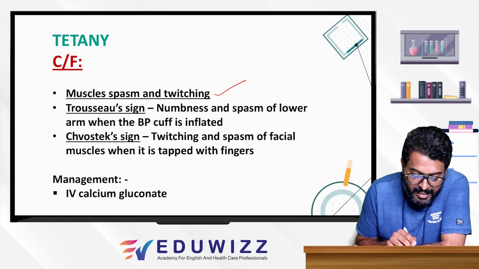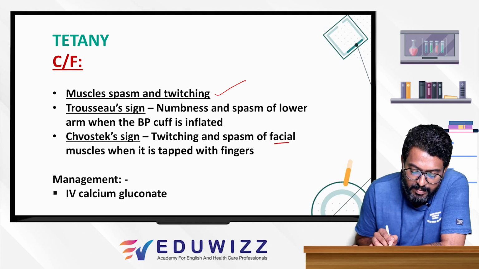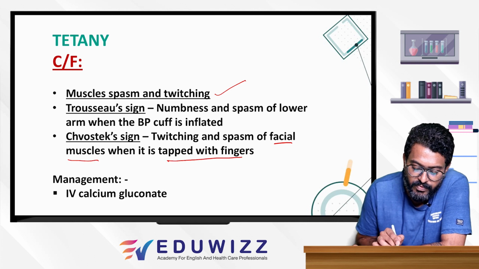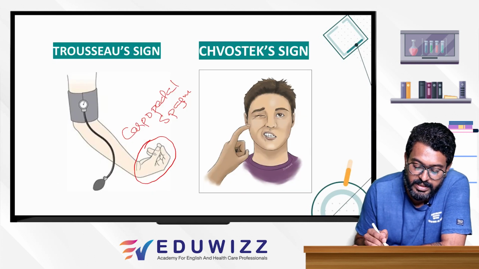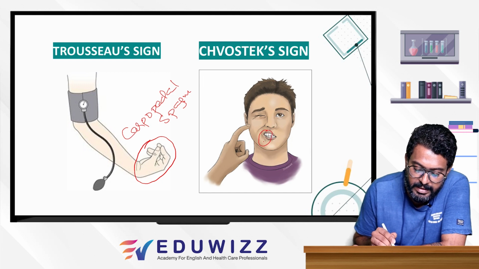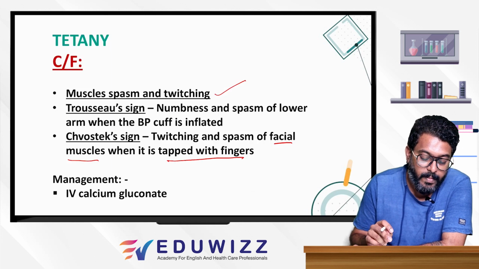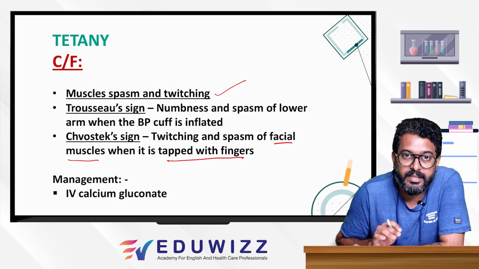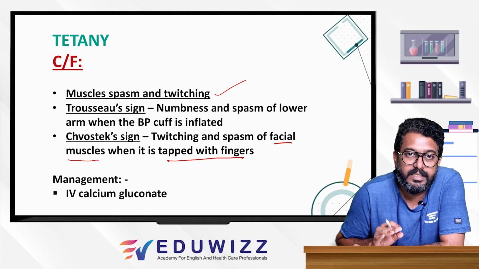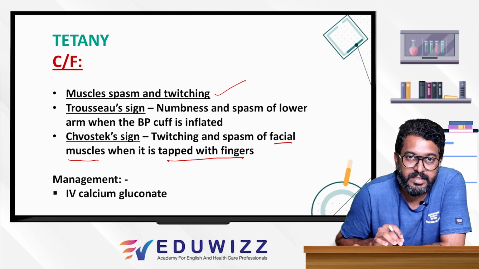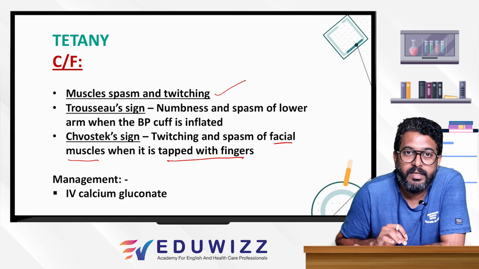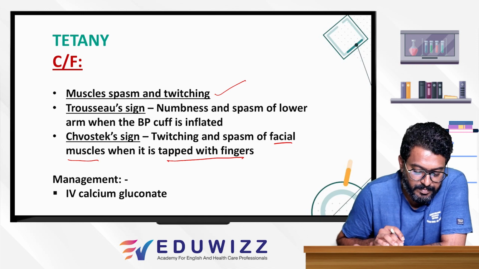Second is Chvostek's sign, twitching and spasm of facial muscles when it is tapped with fingers. So this is Chvostek's sign. You can see the twitching of the face here when it is tapped with fingers. So if any damage to the parathyroid gland occurs, it results in decreased level of calcium and finally results in tetany. Tetany means smooth muscle spasm or numbness and weakness of the smooth muscles.